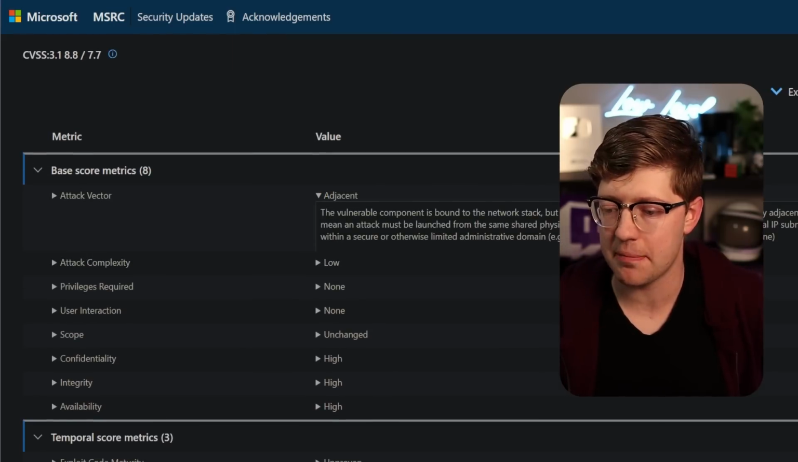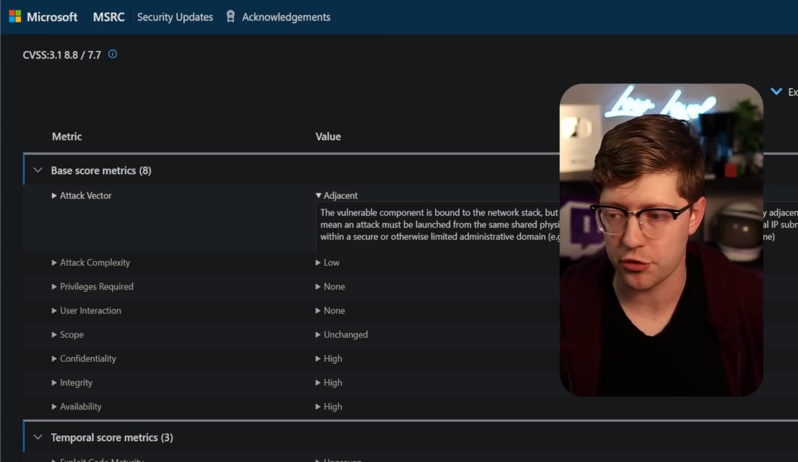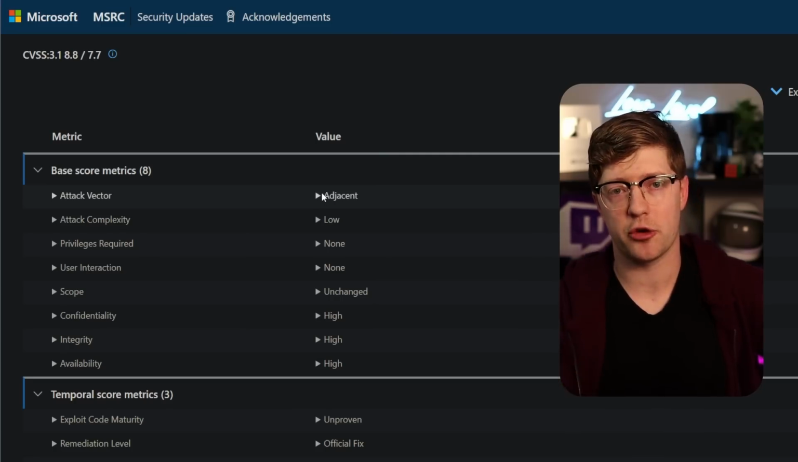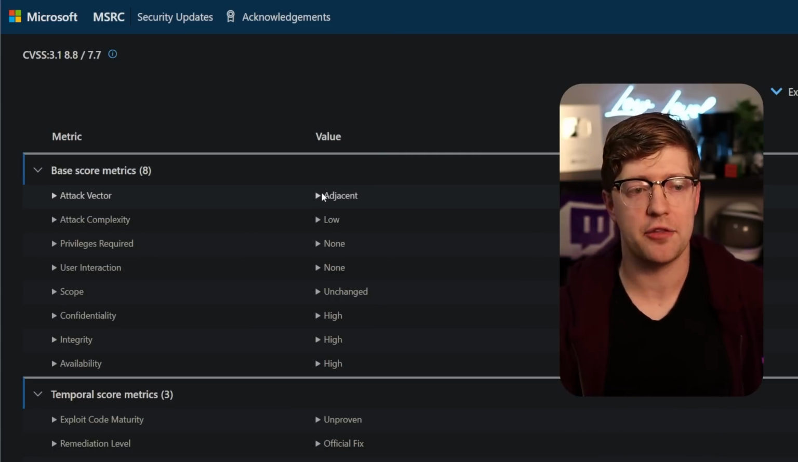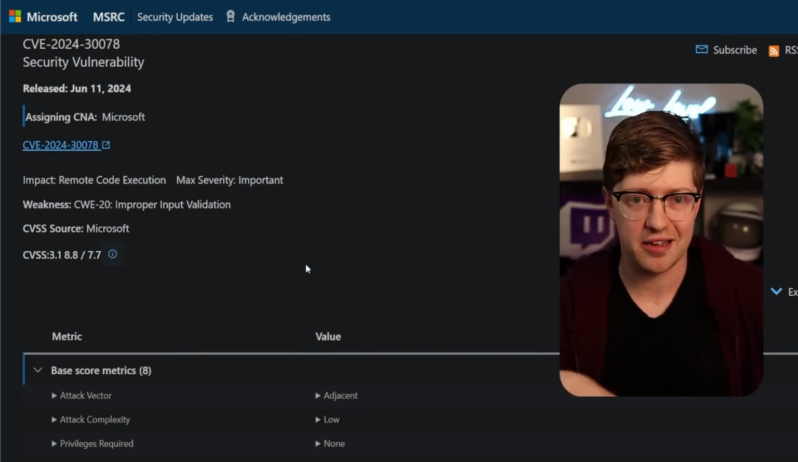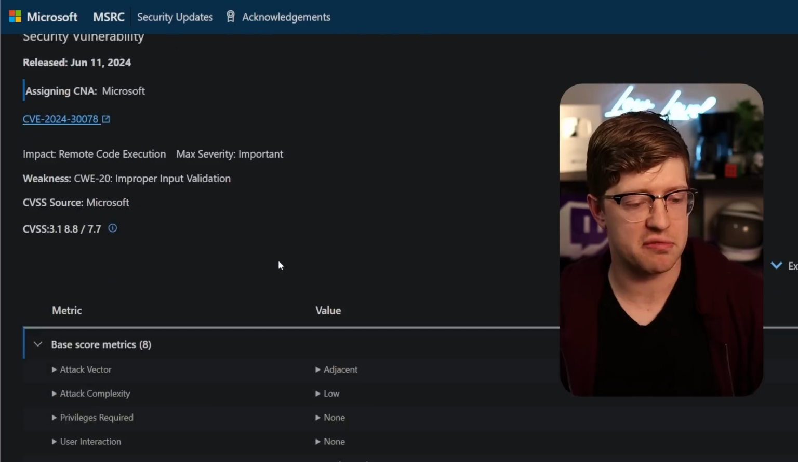What this basically means is that because this bug is in an RF protocol like Bluetooth or IEEE 802.11, so Wi-Fi, you need to be next to another person to be able to attack this code stack. And we'll go later in the video and talk about how that works and why that's important for this bug and what it means to be vulnerable to this bug, right?